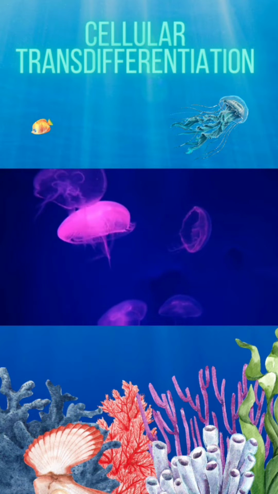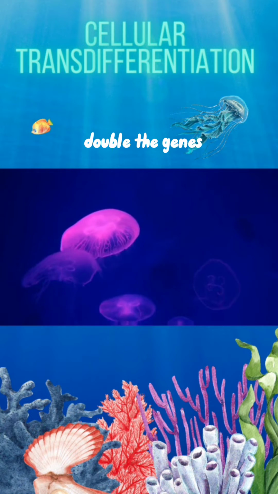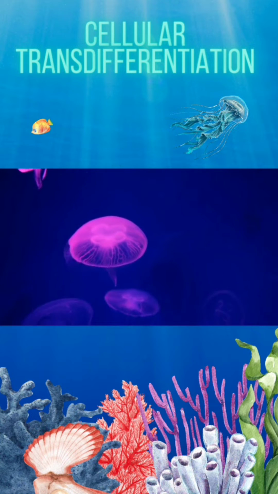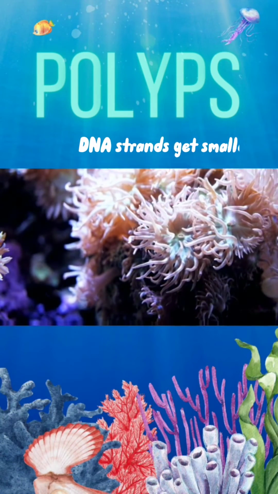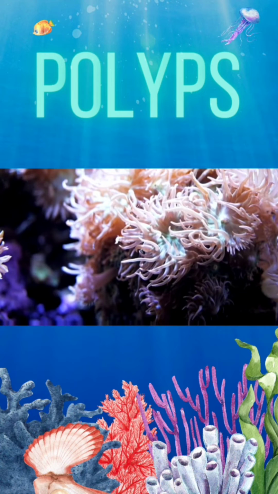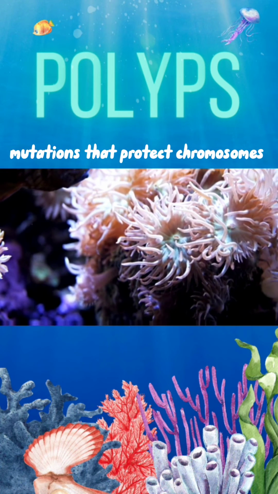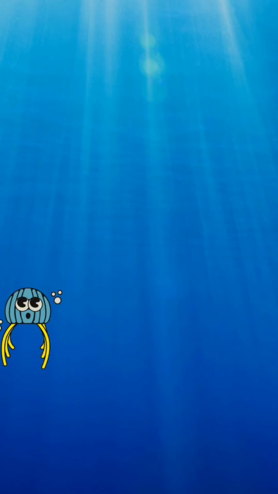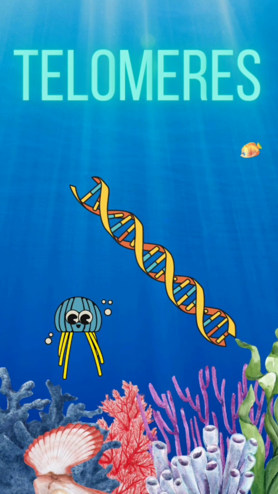When compared to other jellyfish, the immortal jellyfish has double the amount of genes that repair and protect DNA. For most organisms, with time, DNA strands get smaller and smaller, and this is what makes us age and eventually die. But the immortal jellyfish have mutations that preserve and protect the ends of chromosomes, which are called telomeres. The extra protection of these telomeres prevents the chromosome from getting shorter and shorter and allows them to live potentially forever.